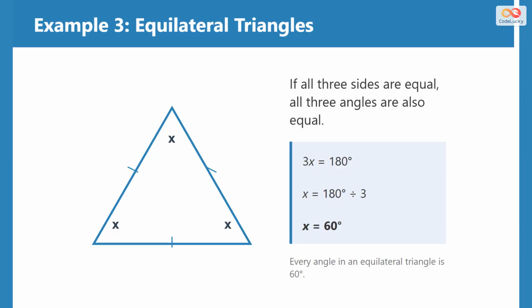An equilateral triangle is a special case where all three sides are the same length. Because the sides are equal, all three angles must also be equal. If we divide the total sum of 180 degrees by 3, we get 60. Therefore, in every equilateral triangle, each angle measures exactly 60 degrees.